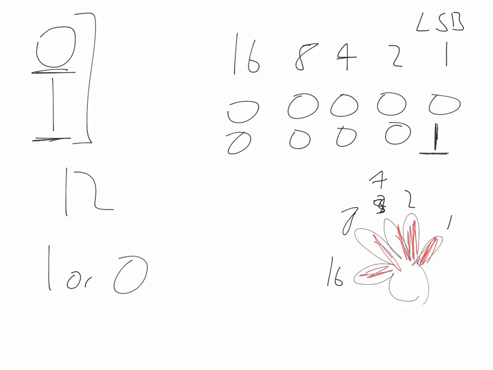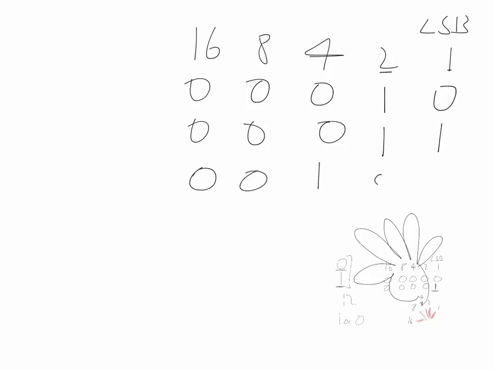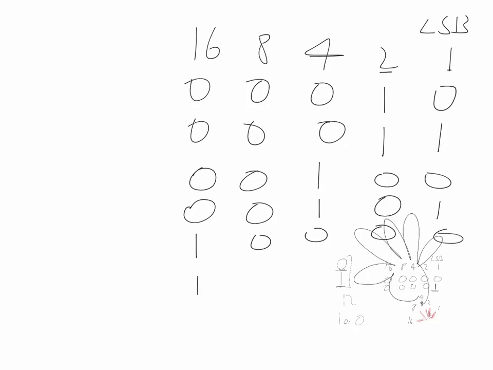If I wanted to record the number 2, it would be a 1 at 2 and all the rest off. If I wanted 3, I have the 2 and the 1 on. I count the total value of each one that is on. If I wanted 4, it's 0, 0, 1, 0, 0. If I wanted 5, it is 0, 0, 4's on, 2's off, and 1's on. 4 and 1 make 5. If I wanted 16, it would be a 1, 0, 0, 0, 0. If I wanted 31, 31 would be 16 plus 8 plus 4 plus 2 plus 1.